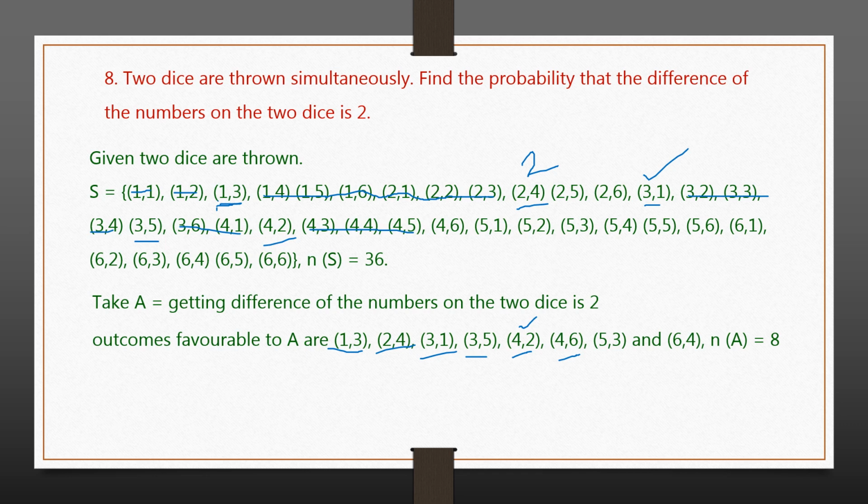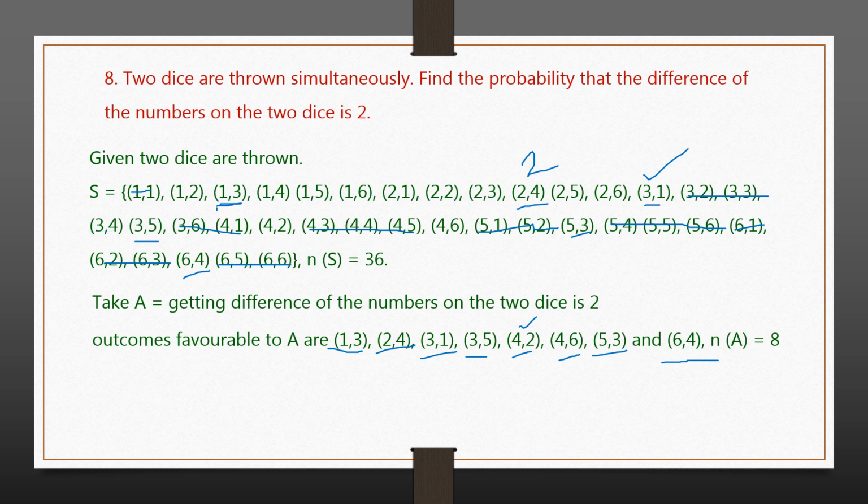Next, 5 1 is not favorable to A because 5 minus 1 is 4. 5 2 is not favorable, whereas 5 3 is favorable to A because 5 minus 3 is 2. 5 4, 5 5, 5 6 are also not favorable. 6 1 is not favorable. 6 2, 6 3 are not favorable, whereas 6 4 is favorable to A because 6 minus 4 is 2. 6 5 and 6 6 are also not favorable to A because the difference of numbers on the two dice is not 2. Like this we have to identify the favorable outcomes to A based on the condition of A.